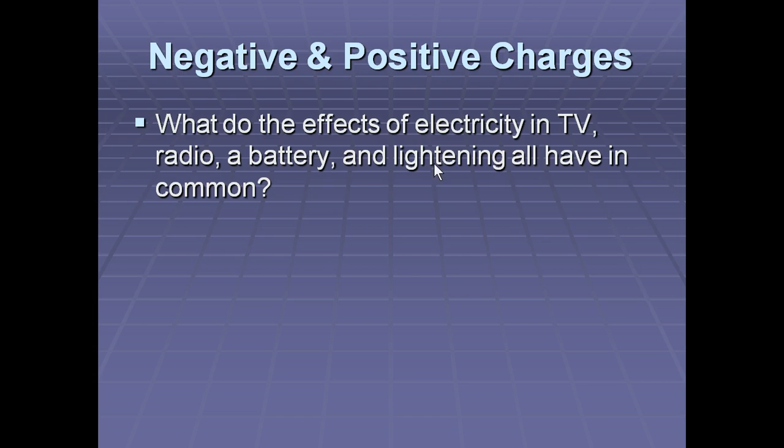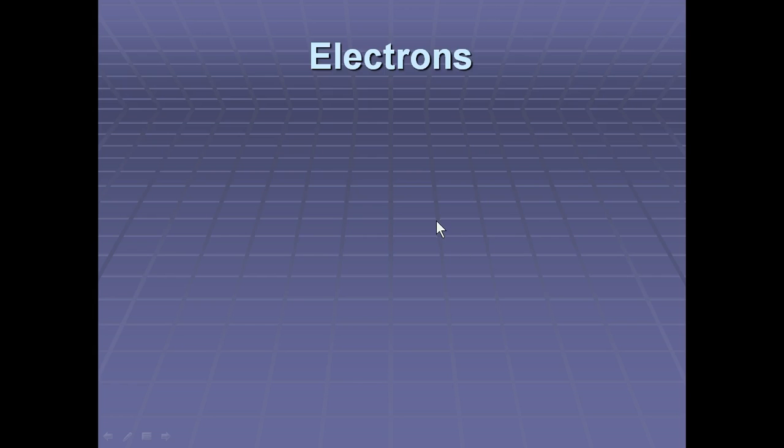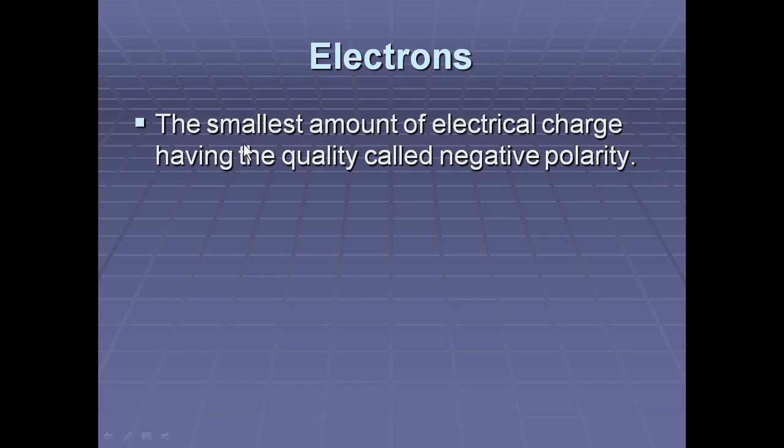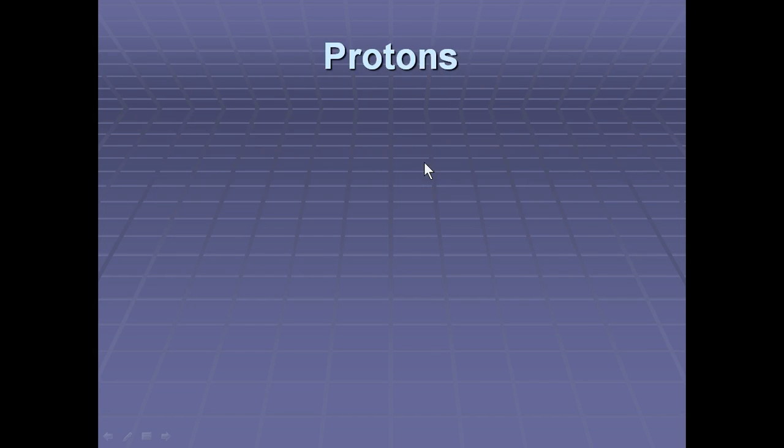So what do the effects of electricity in TV, radio or battery and lightning all have in common? Basic particles of electric charge with opposite polarities, electrons. When we talk about electronics, it comes down to electrons. This is the smallest amount of electric charge having the quality called negative polarity. Okay, electrons are negatively charged. Electrons orbit the center of the atoms.